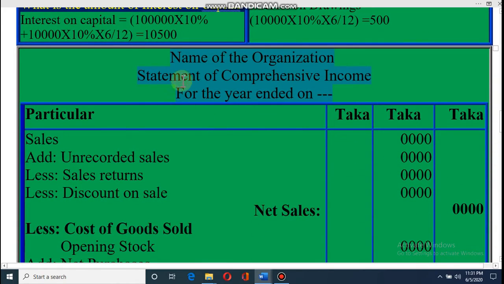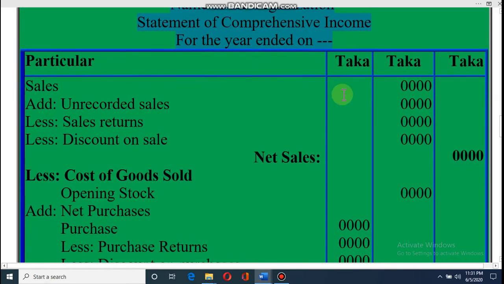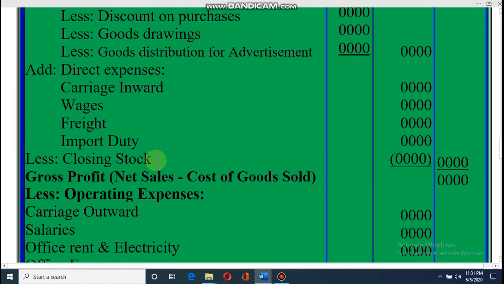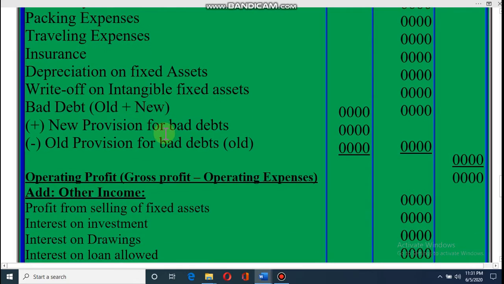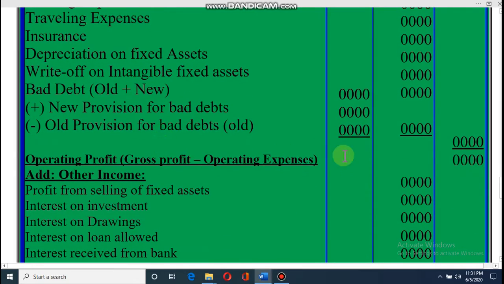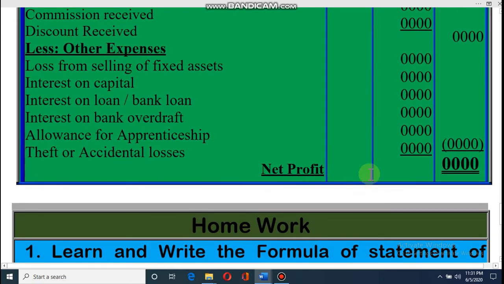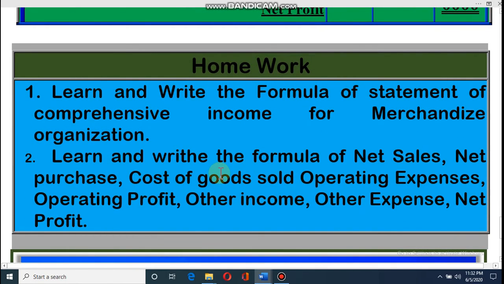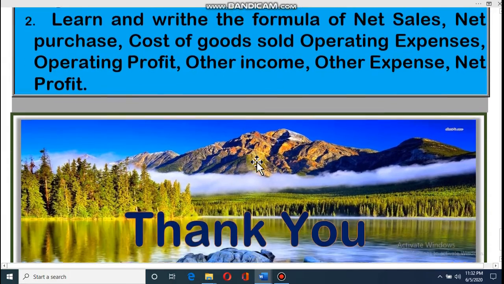Dear student, now for your betterment, from the last class I am giving the full formula together: sales less cost of goods sold, then you will find the gross profit, then subtract operating expenses, then you get the operating profit, then add other income, then less other expense, net profit. That means the full formula together. I hope it will help you. Dear student, again I am telling you, homework: learn the formula so that at the time of doing math you can easily solve it.